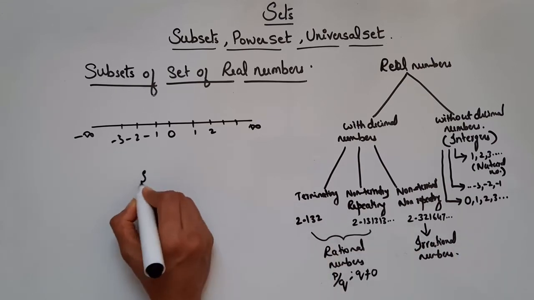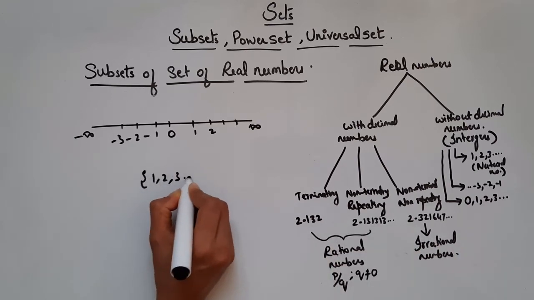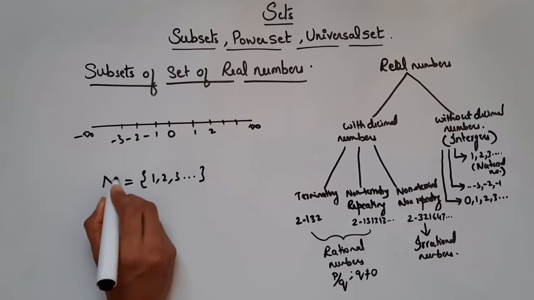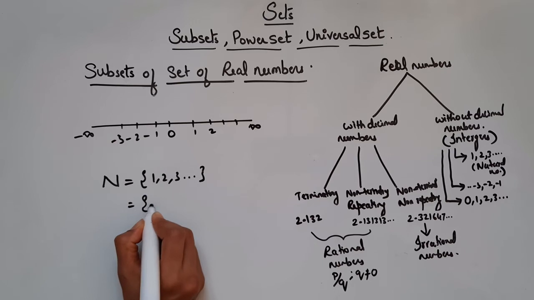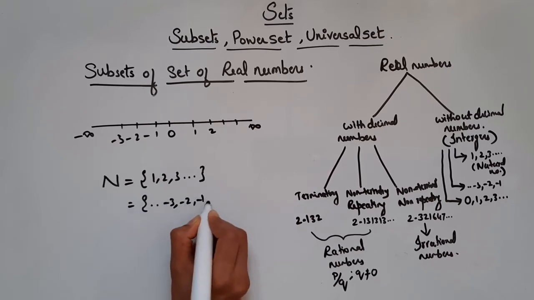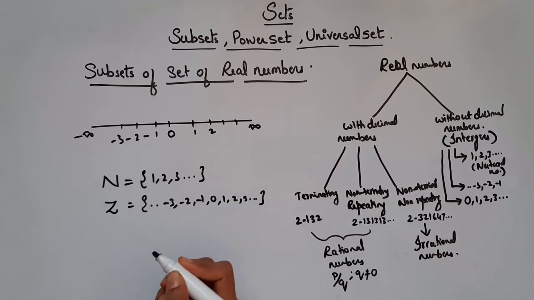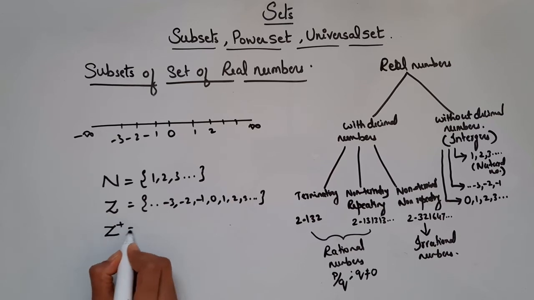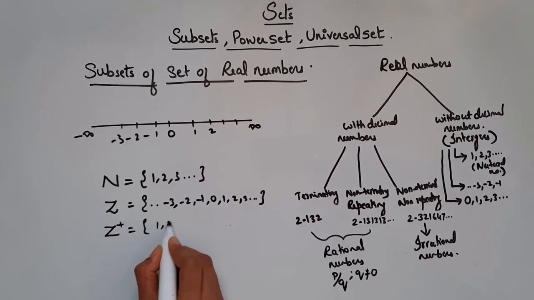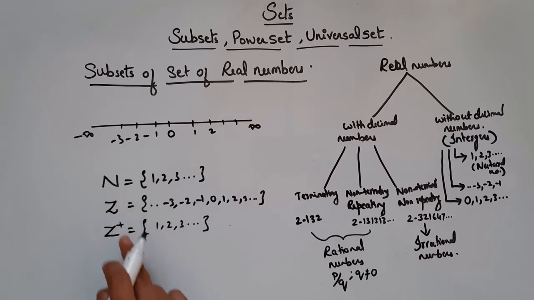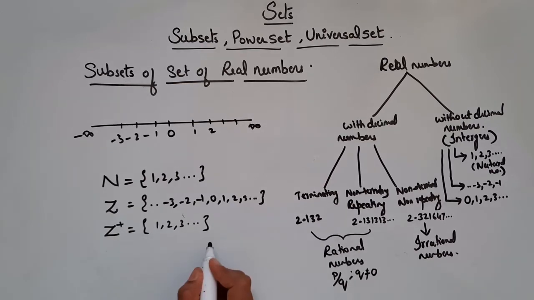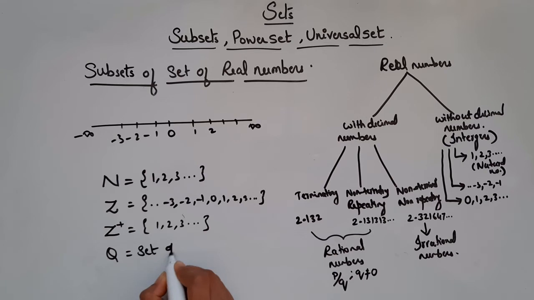So, set of natural numbers. Natural numbers are 1, 2, 3 and so on. These are represented by capital N. Set of integers, that is minus 3, minus 2, minus 1, 0, 1, 2, 3 and so on. These are represented by Z. Positive integers are represented by Z plus, which includes only positive numbers, that is 1, 2, 3 and so on. So here if you see, this is equal to capital N. This is nothing but your natural numbers, right? And rational numbers are represented by letter Q. This you cannot write in the tabular form. It should be written in the set builder form, set of rational numbers.